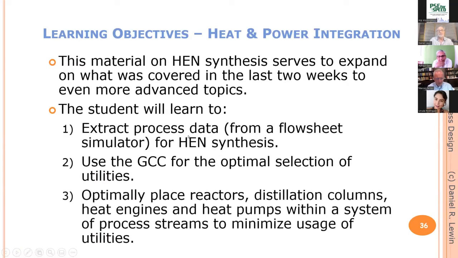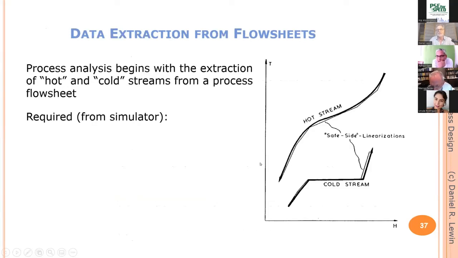Basically, we teach the students to extract process data from a flowsheet simulator for hand synthesis, how to use the grand composite curve for optimal selection of utilities, and how to optimally place reactors, distillation columns, heat engines, and heat pumps within a system of process streams to minimize the usage of utilities.